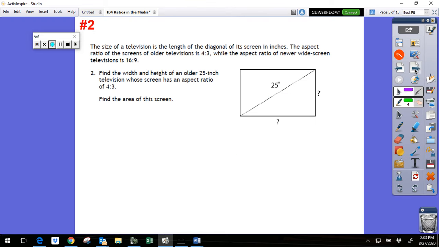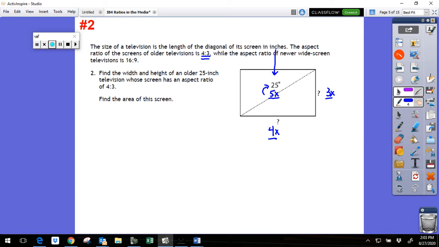In your problem, it states that the size of old televisions is the length of the diagonal of the screen in inches. So that's what we're looking at right here. The aspect ratio of the screens of older TVs is 4 to 3. Now I want you to think about that. That means 4 to 3 ratio, just like this. Pythagoras knew all about these old TVs, right? So if this is 3 and this is 4, this is 5. They're proportional. Now think about, how do I get 25 out of 5?